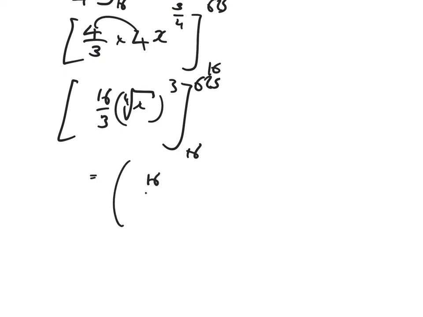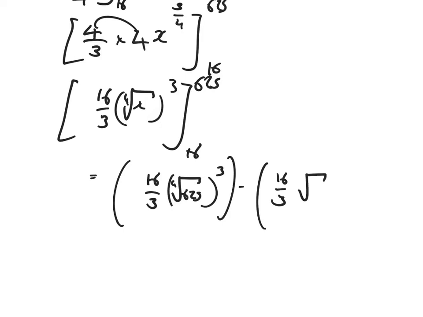So that will be 16/3 of the 4th root of 625 all cubed, minus open up a bracket, 16/3 of the 4th root of 16 all cubed, close the bracket. Okay, so the 4th root of 625 is 5, since 5 times 5 times 5 times 5 is 625. And then 5 cubed is 125. So I've then got 125 multiplied by 16 over 3.